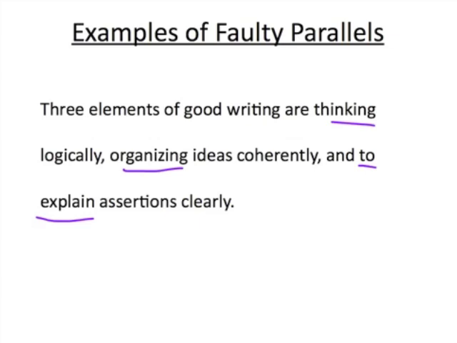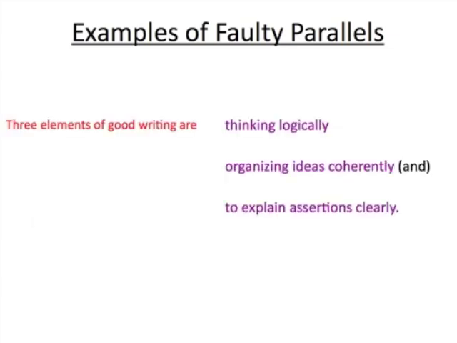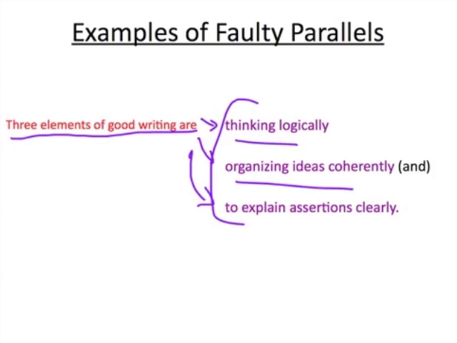Let's break it down a little bit differently and look at it this way. This is the same sentence, but it's arranged spatially a little bit different. And you can see that "three elements of good writing" is really kind of the stem of the sentence. And that's the part of the sentence that lines up with all three of the elements that it is listing. These are the three things that are the elements of good writing. But if you write it like this, you can see a little bit more obviously what's going on structurally with thinking logically, organizing ideas coherently, and to explain assertions clearly.